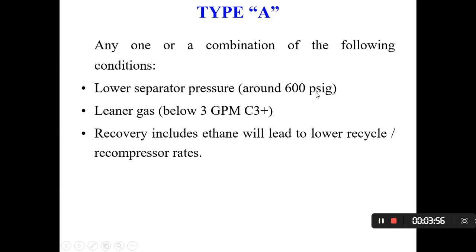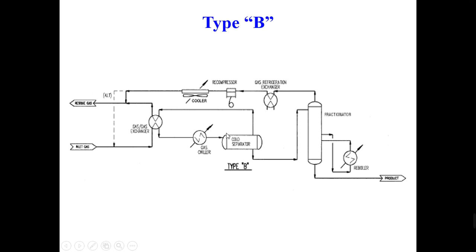This is a low separator pressure, around 600 psig, and can be used below C3. I mean, it can be used for leaner gases, and includes ethane recovery in this case. Now in the next step, this is type B. In this case, we have some differences.